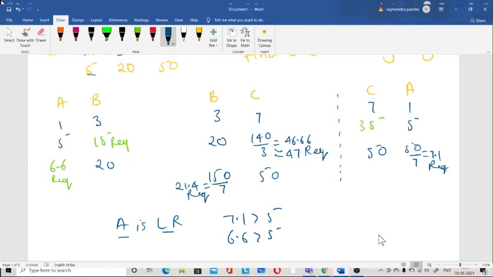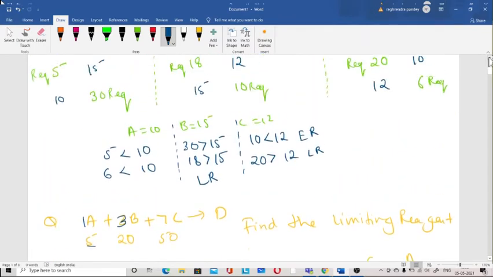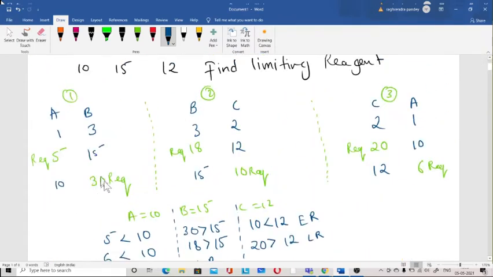Sir, shall we do all three? Because if we take only two of them, like A, B and B, C, then the third could also be the limiting reagent. No, suppose last time B was coming, so there was no need. That is just to make you understand. From here only you can see 30 and 18. If you do AB and BC, you will get B as a limiting reagent in both the cases. So in the third case you need not do that one.